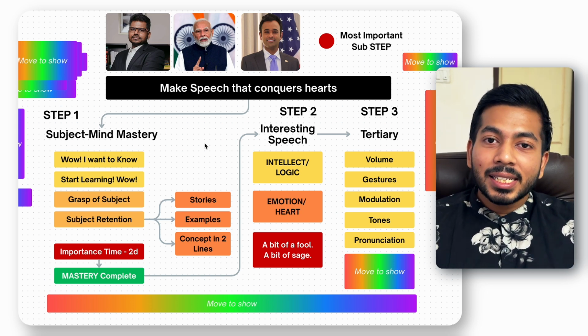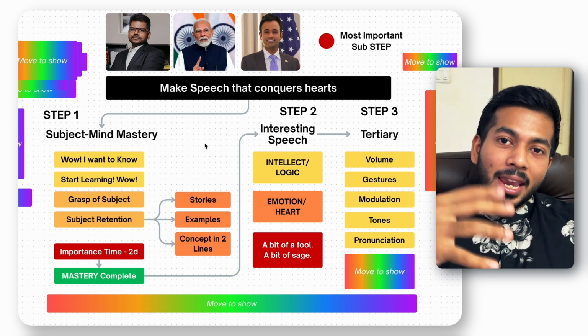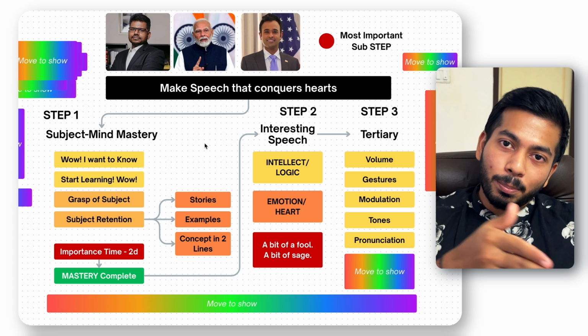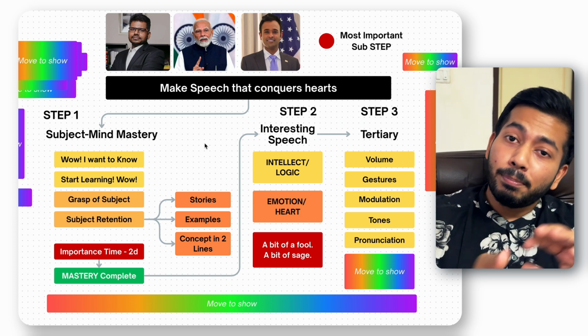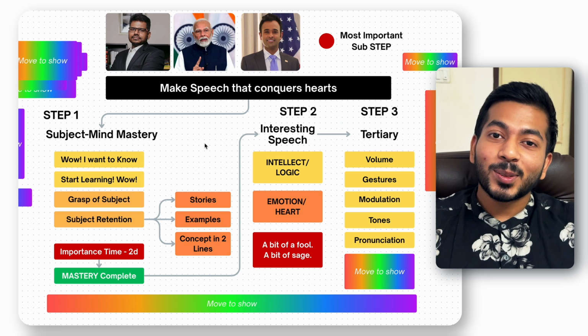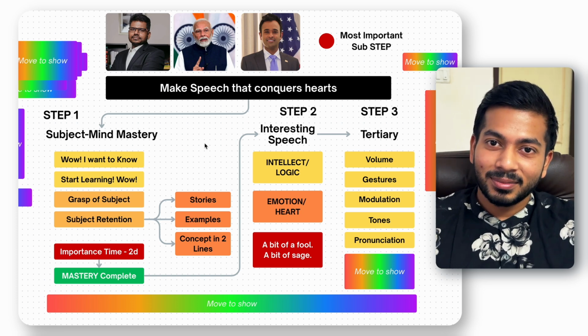So it's important that when we make an interesting speech, we have to be a bit of a fool and a bit of a sage. We have to have a bit of emotion and a bit of logic to make it an interesting speech that can conquer hearts. All right.